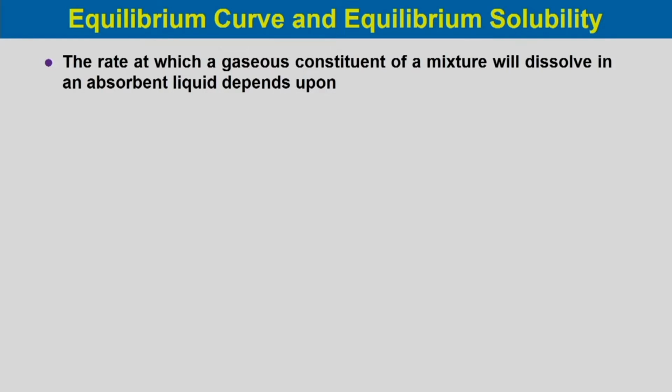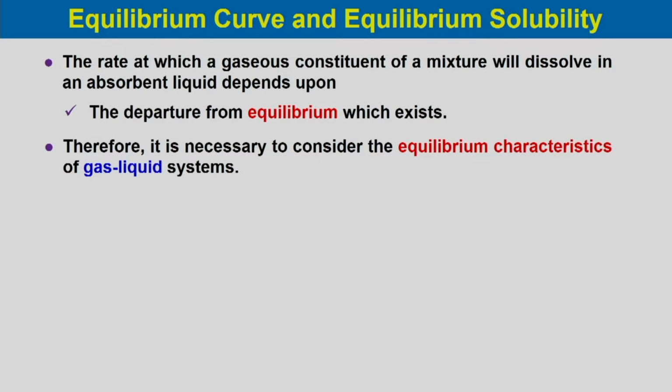Now, we will discuss the equilibrium curve and the equilibrium solubility. The rate at which a gaseous constituent of a mixture will dissolve in an absorbent liquid depends on the departure from the equilibrium which exists. So, the departure from the equilibrium state will define the rate of diffusion or rate of the absorption process, or the rate at which the gas will dissolve. Therefore, it is necessary to consider the equilibrium characteristics of the gas-liquid systems.